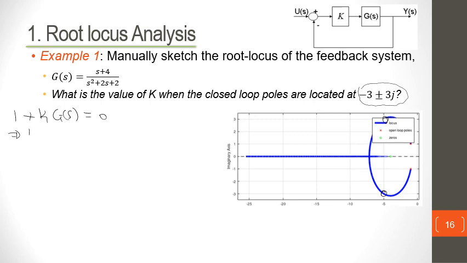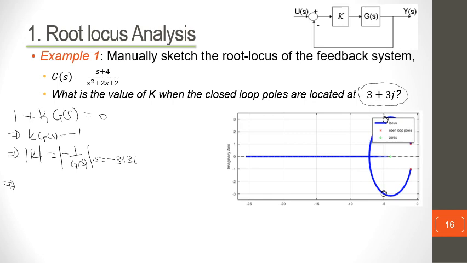We know that this is the case, which means we can say, for instance, that KG(s) is equal to -1, which implies that K can effectively be equal to -1 over G(s). In fact, we can see that the magnitude of K, that is the size, because we know K has to be positive, has to be equal to the magnitude of this. So this simply implies that we need to substitute one of the poles. We can take this one, s equal to -3 plus 3i, into this value, and then we can calculate what the value of K is.